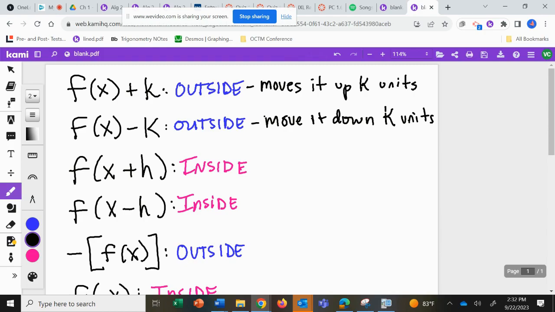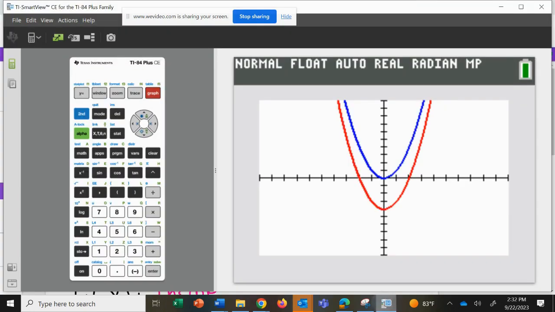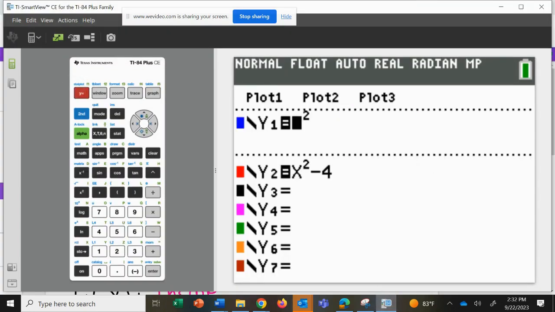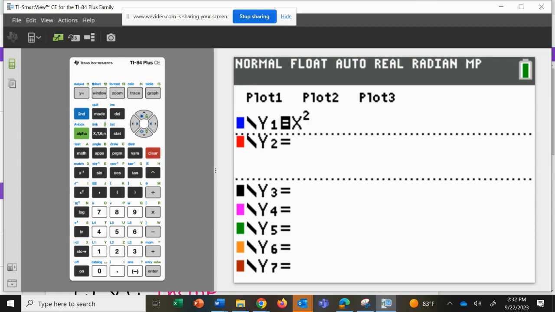After that, we did inside. Inside is next, and inside looks different. So I'll do one of the insides with this parent function. Go to your Y2 and clear out the Y2, but leave your Y1. We're still going to start with that U shape. To put it on the inside, I'm going to do a parenthesis, put the X inside the parenthesis, plus any number, close the parenthesis, and then do the square.